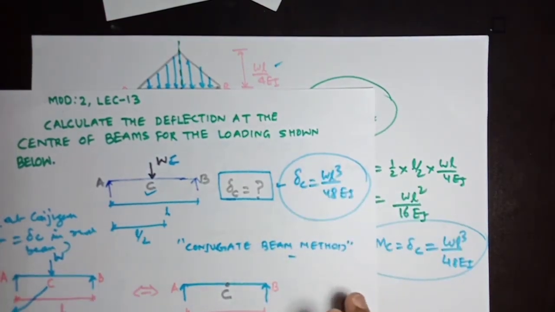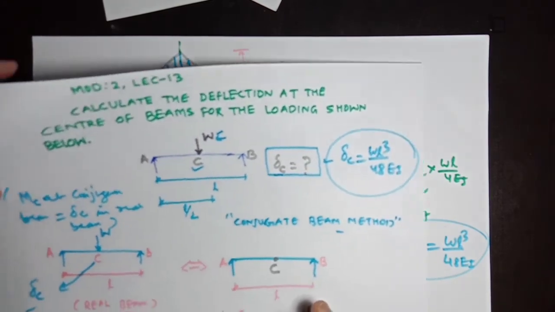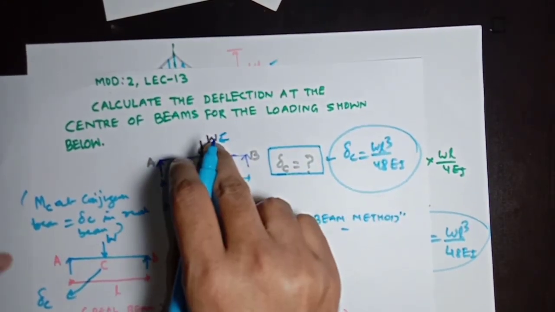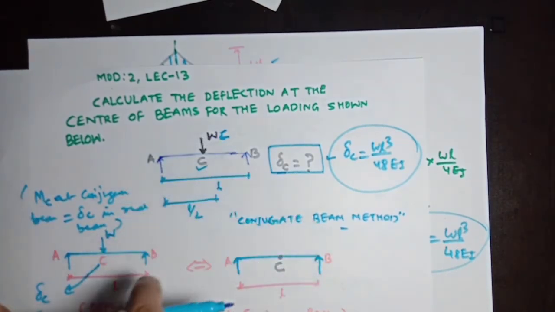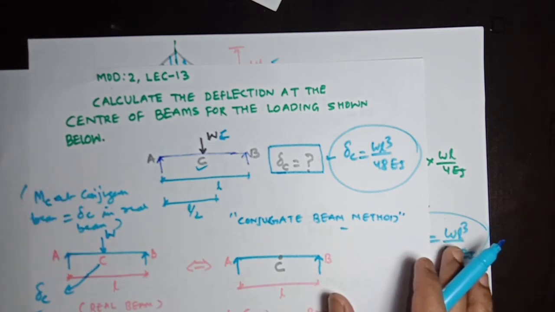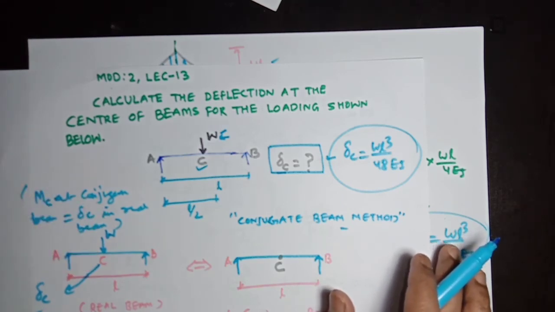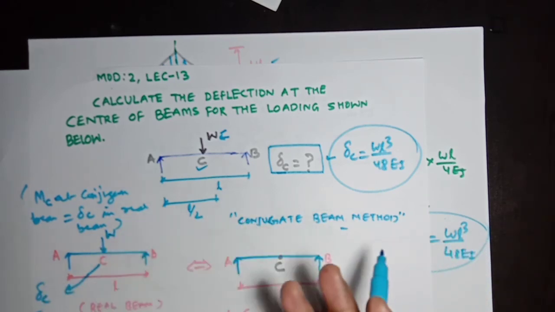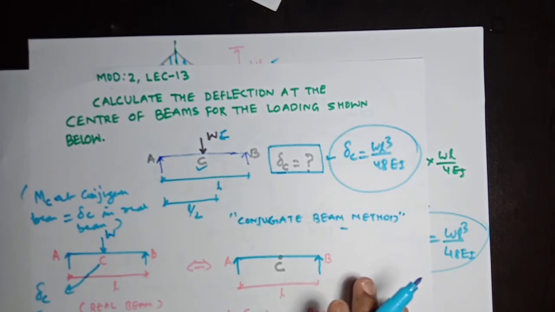Now I am done with the calculation of deflection at point C of this simply supported beam, which is subjected to a point load. Now I think all your concepts regarding the formation of M over EI diagram, and after that calculating bending moment at center of the corresponding conjugate beam of a real beam, might have cleared.